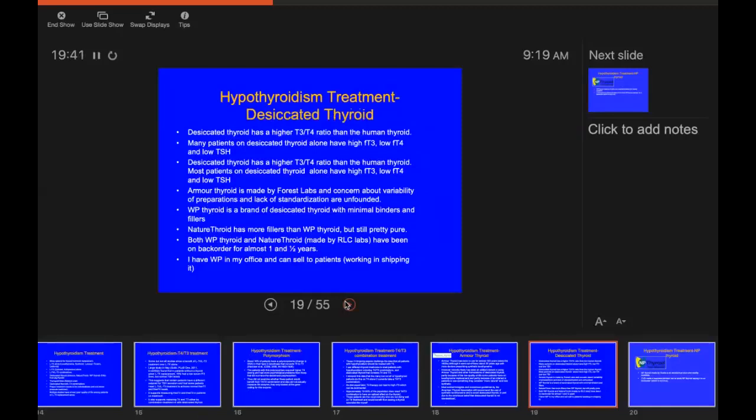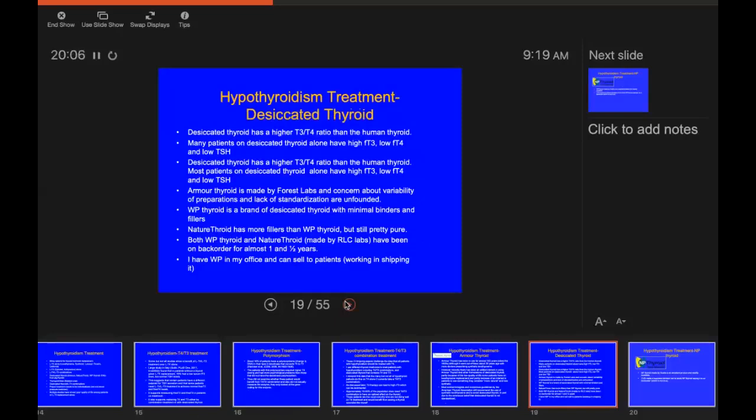Desiccated thyroid has a higher T3 to T4 ratio than human thyroid. So if you're on desiccated thyroid alone, you may have a high free T3, a low free T4, and a lowish TSH, which led me originally to add a little bit of T4 back. And I'll talk about why I changed my thoughts about that when we look at the reverse T3. But that's a general pattern that people see.